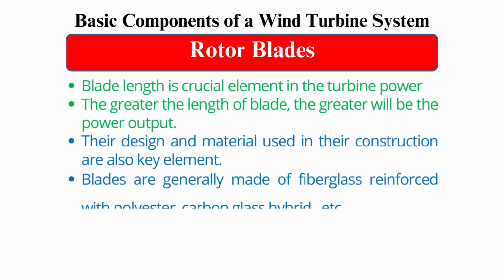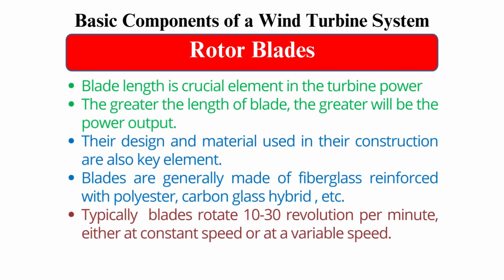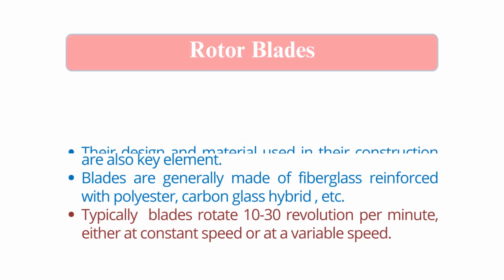Rotor blades. Blade length is a crucial element in the turbine power. The greater the length of blade, the greater will be the power output. Their design and material used in their construction are also key elements. Blades are generally made of fiberglass reinforced with polyester, carbon glass hybrid, etc. Typically blades rotate 10 to 30 revolutions per minute, either at constant speed or at a variable speed.